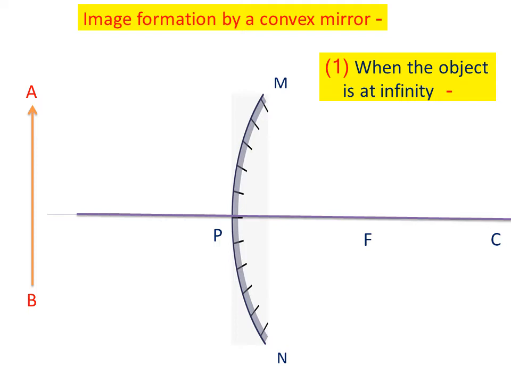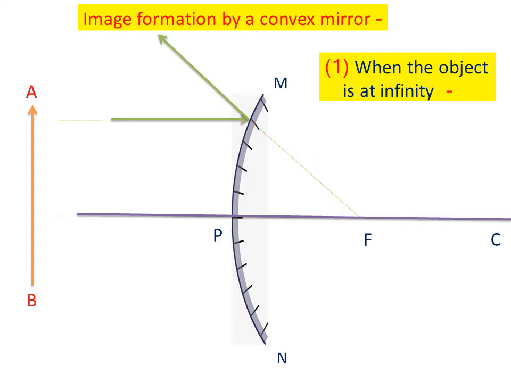A ray parallel to the principal axis, like this one, is our incident ray. After reflection, this is the reflected ray. After reflection, it appears to diverge from the principal focus like this. So this is our principal focus. A ray parallel to the principal axis, after reflection, appears to diverge from the principal focus.